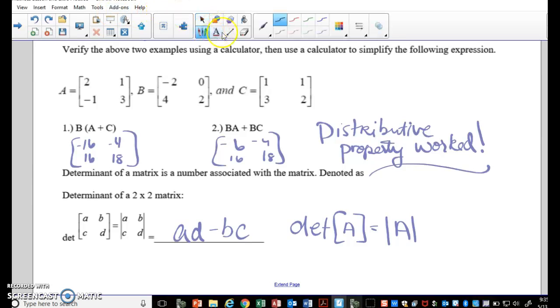So a lot of people, whenever they're thinking about determinants, like to draw arrows. Oof, that came out really thick. So it's that minus BC, okay? So if it helps you to draw the arrow, go ahead and do that. But you take the A, multiply it by the D, and subtract BC.